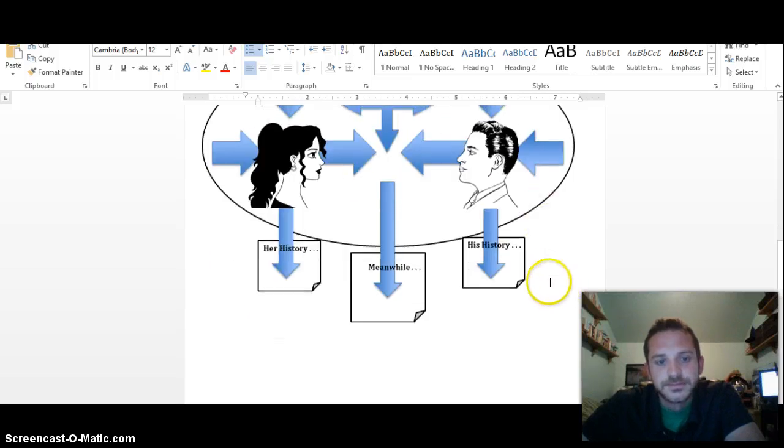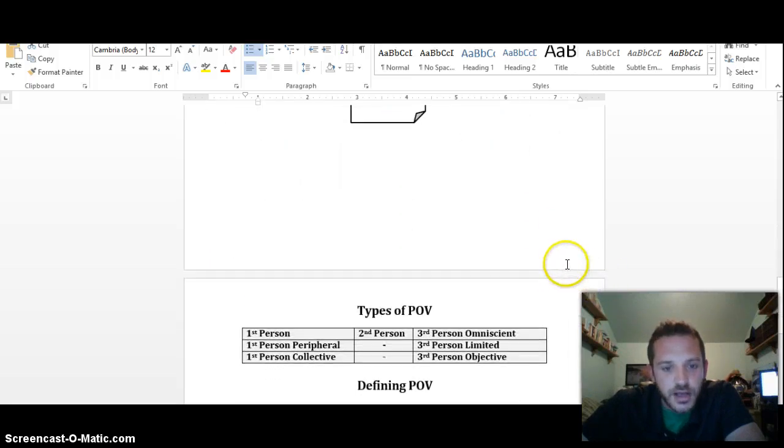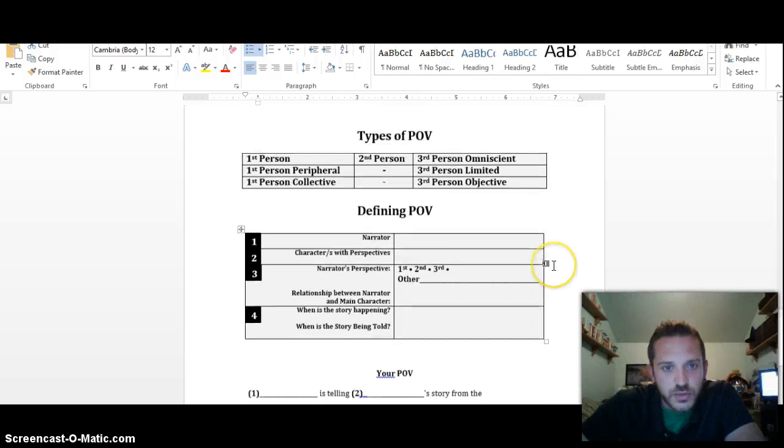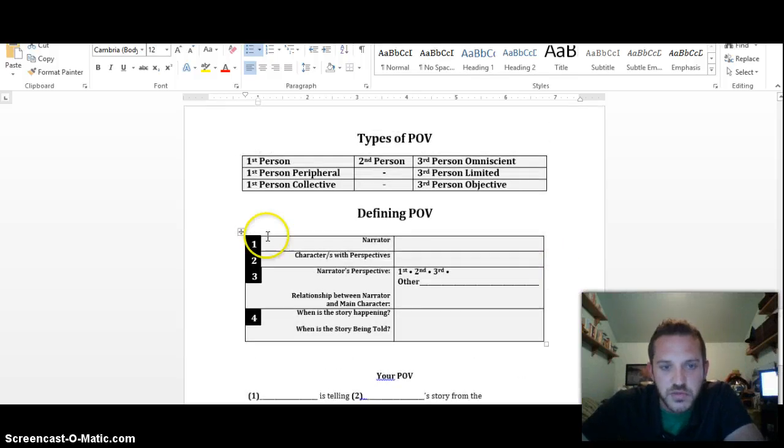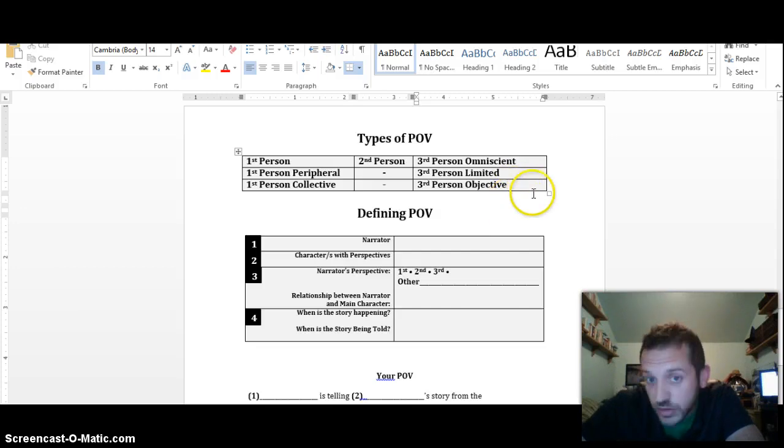Okay. Actually, we have a couple more minutes, so I'm going to keep going. All right, so types of point of view: first person, second person, third person. Then you have peripheral, collective, limited, objective. This should really have a third person collective point of view too, like they were called legs or they were called grunts. So there should actually be a third person collective point of view here too.